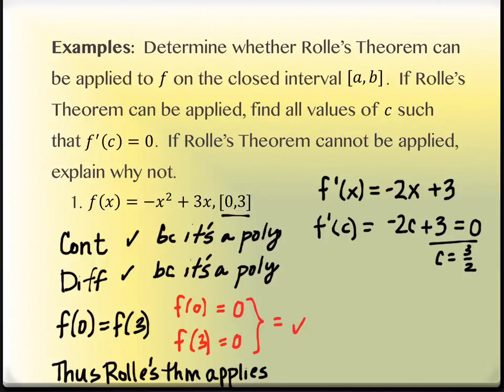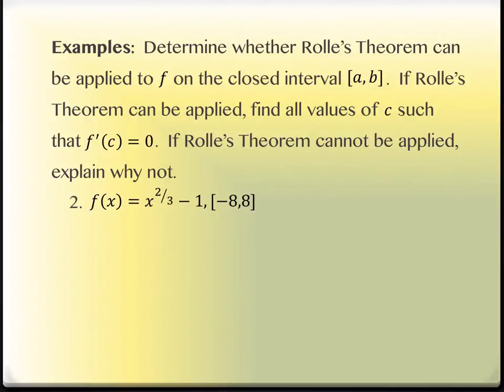All right, 3 halves is what I have written down. Is 3 halves between 0 and 3? Yes, it is. Okay, so this is the value that Rolle's theorem said would happen, and we found it. Any questions on that one? It happens to be halfway in between. It doesn't always happen that way. This one happens to be that way because it's a parabola. That's kind of a unique feature because parabolas have this very symmetric property to them.